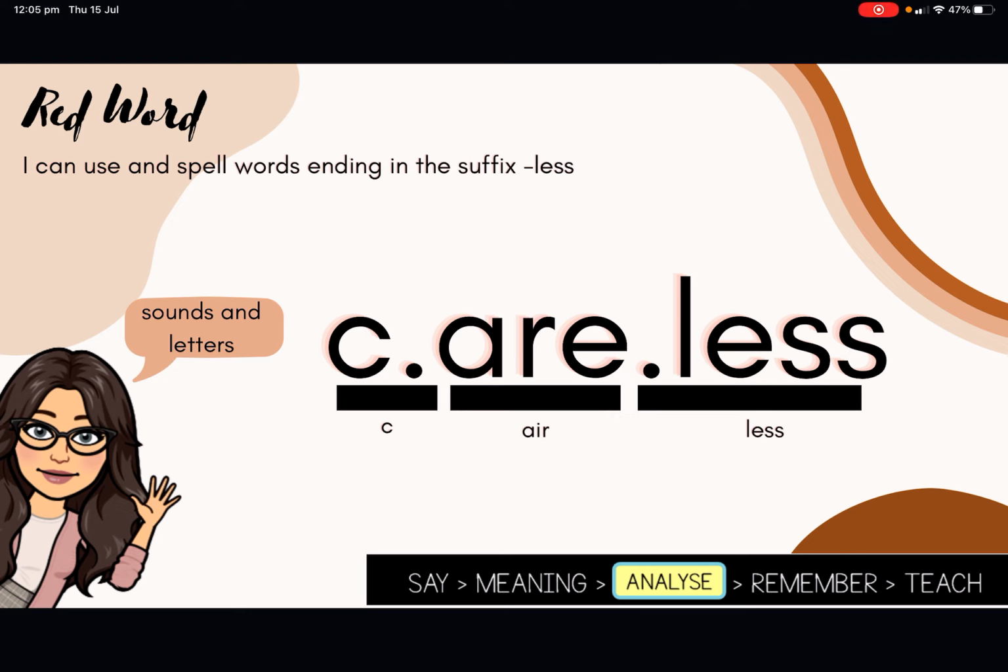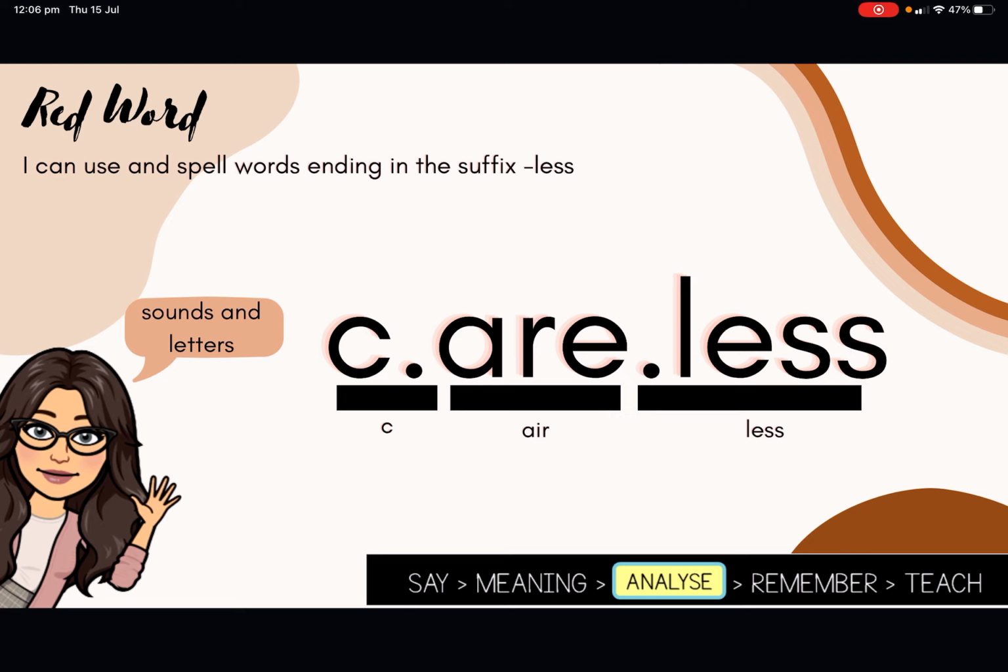I wonder if anyone can remember or wants to have a think about what I mean when I say trigraph. If a graph is one letter that makes one sound, and a digraph is two letters that make one sound, I wonder what a trigraph is. Yes, if you said that a trigraph is three letters that make one sound, you are correct. The A-R-E trigraph is making that air sound.